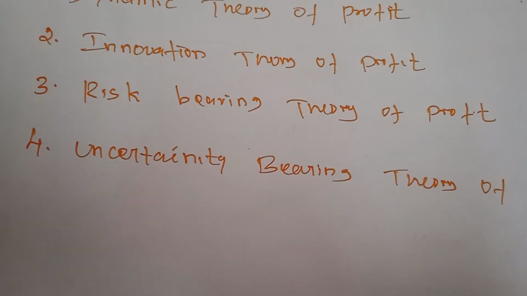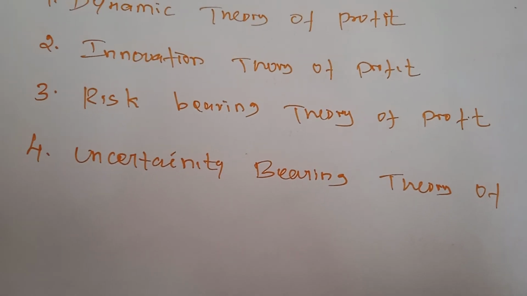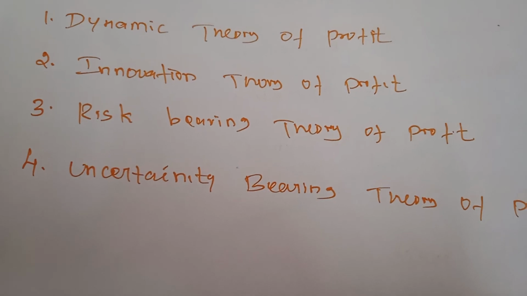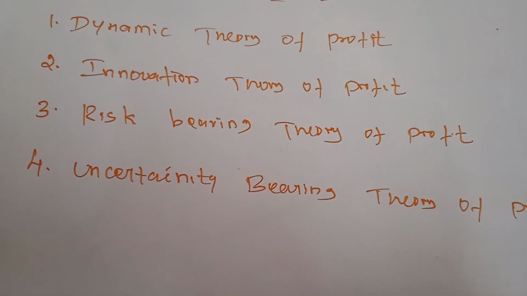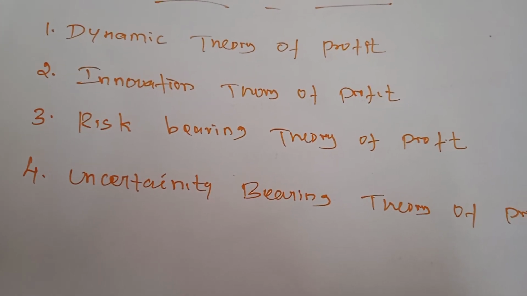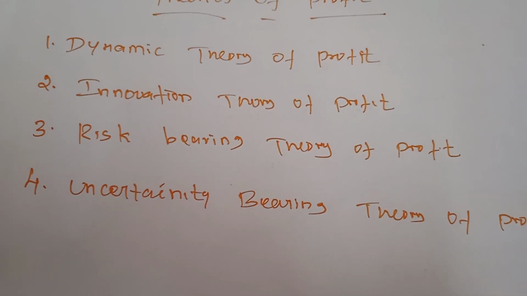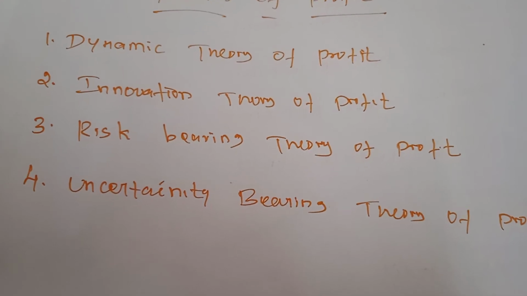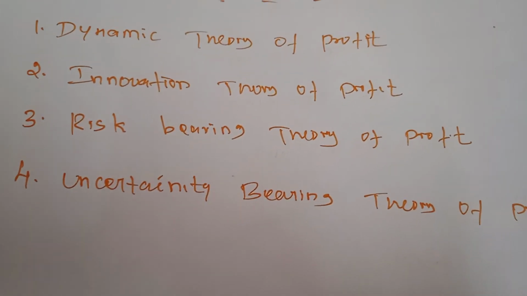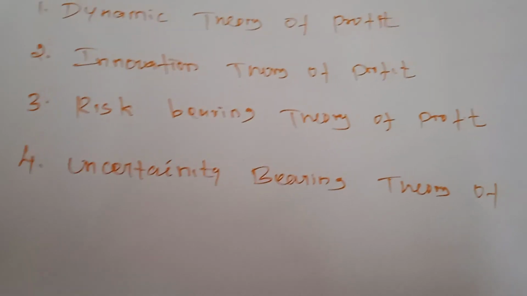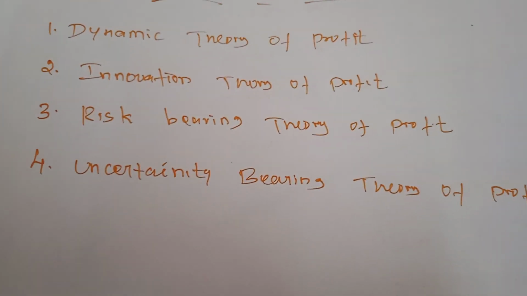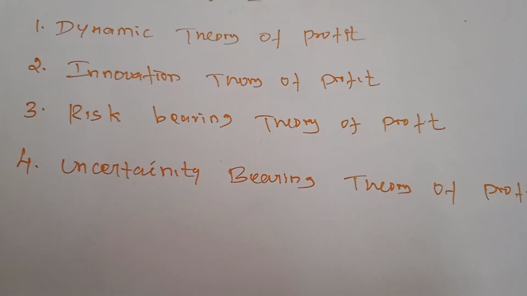The risk bearing theory of profit was propounded by the American economist Hawley in 1907. According to him, profit is the reward for risk taking in business. Risk taking is an essential function of the entrepreneur and is the basis of profit. One of the functions of the entrepreneur is taking the risk.